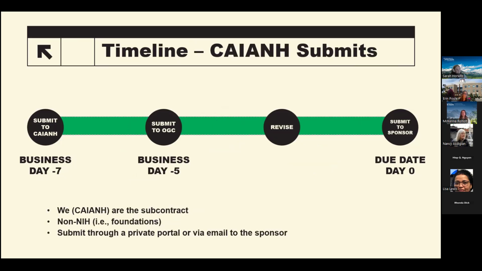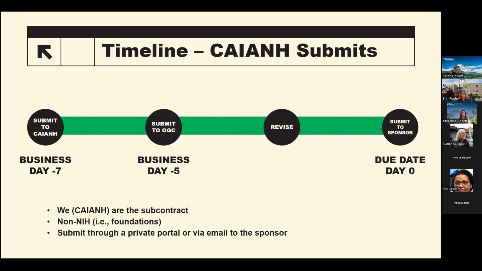So the other situation is when Cayenne submits the proposal to the sponsor. This is when we, Cayenne, are the subsite or when we're submitting to non-federal entities, and you can see the timeline is much shorter. Minimally, you would want to submit your proposal documents through the Smartsheet proposal form 7 business days prior to the submission deadline.